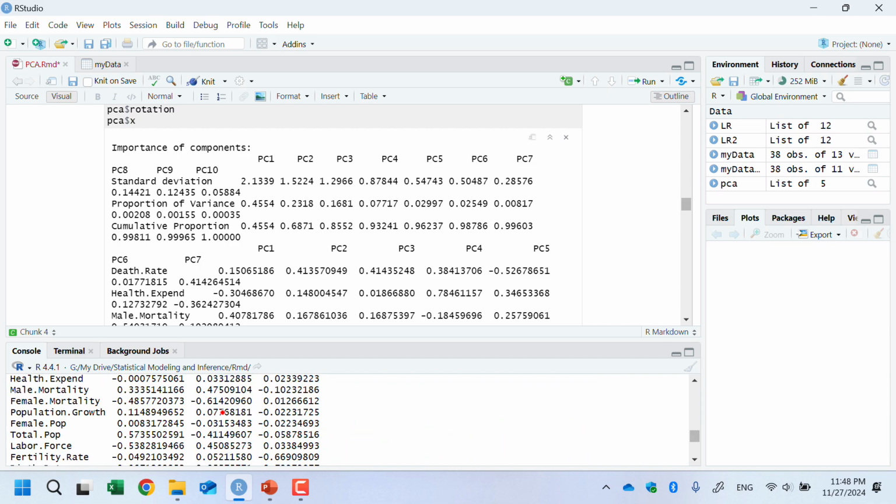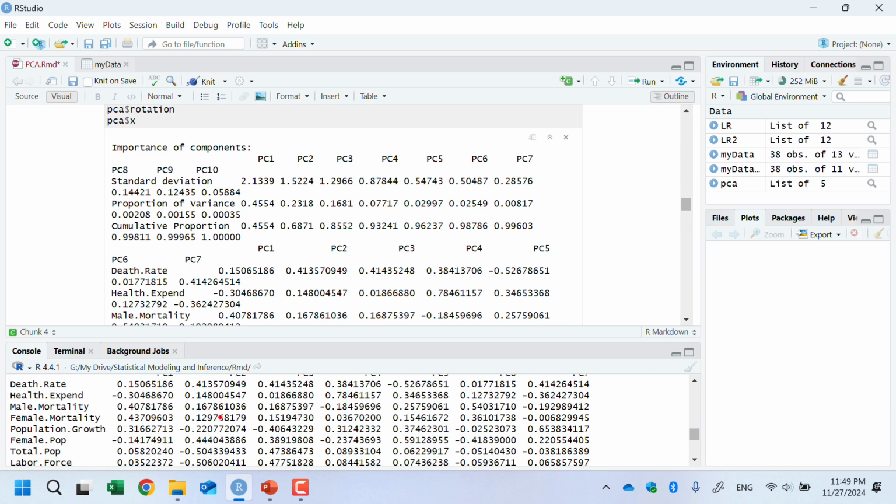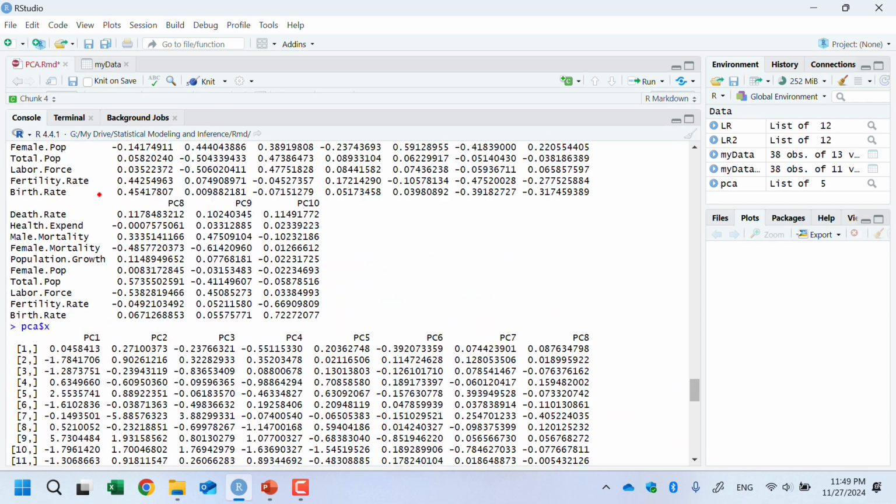Okay, now you can see here the meaning is still the same. Yeah, now this is the difference. PC1 takes about 2 standard deviation, and this is decreasing, and this captures only 45% of the total variance of the data, and this one takes 23%, and this is 16% and 7% and so on.